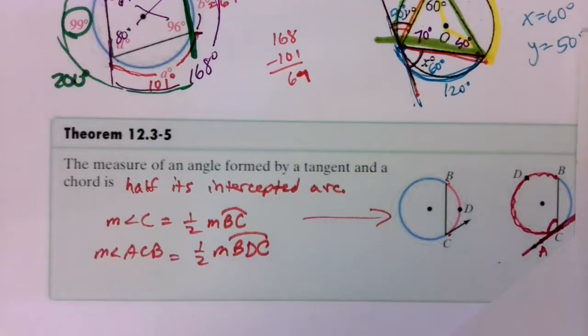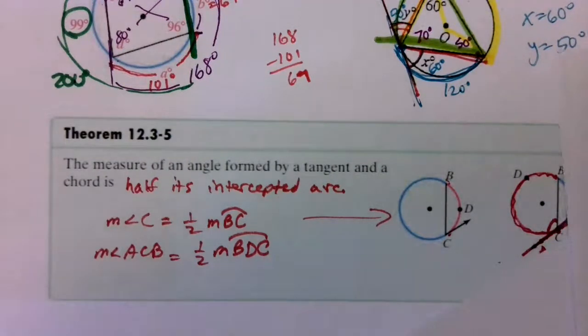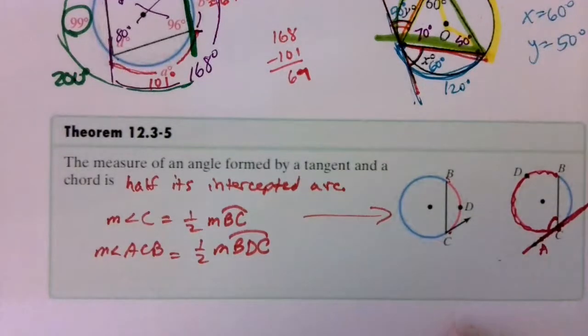Okay? It's just a little weird because the vertex of the angle is actually a point on the arc. It's one of the endpoints of the arc. So that one's going to bug you a little bit, but I wanted to give you something to challenge your thinking. I hope you enjoyed this lesson as much as I did.